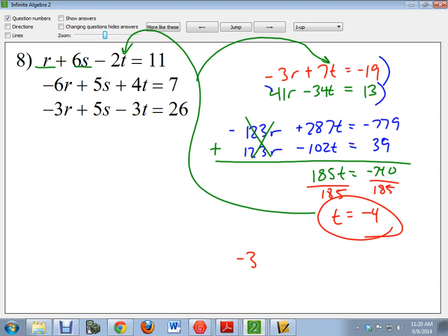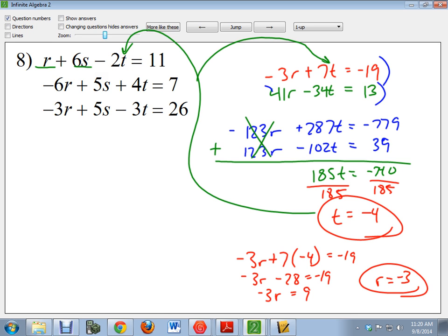So we'd say negative 3R plus 7 times what T is, which is negative 4, is equal to a negative 19. This is a relatively simple equation to solve. Negative 3R minus 28 is equal to negative 19. We'll add 28 to both sides, and we'll have negative 3R is equal to 9. And therefore, R is equal to a negative 3 after the division.